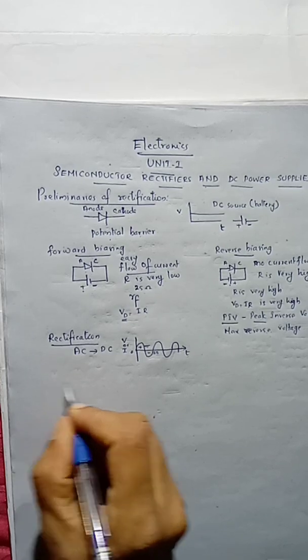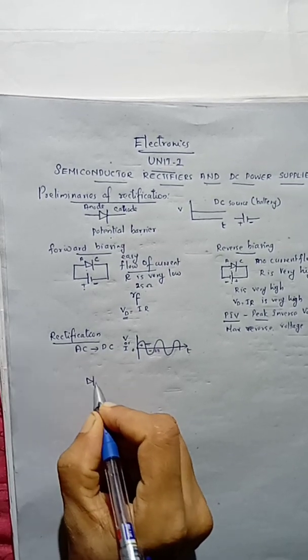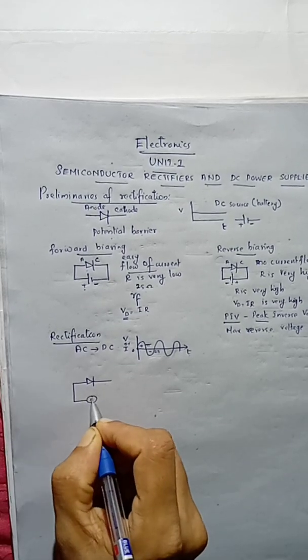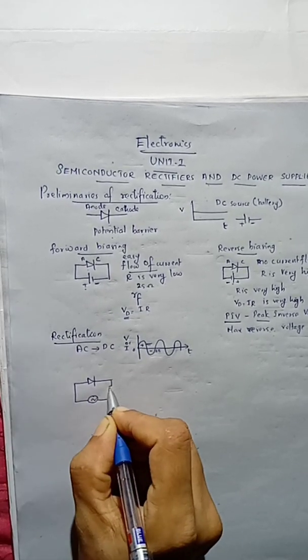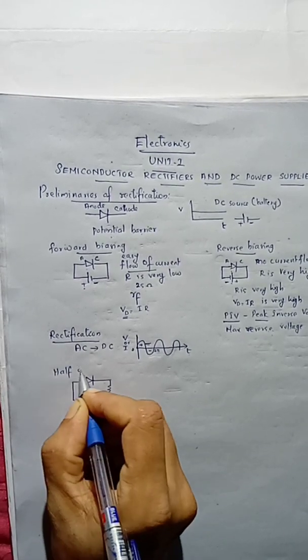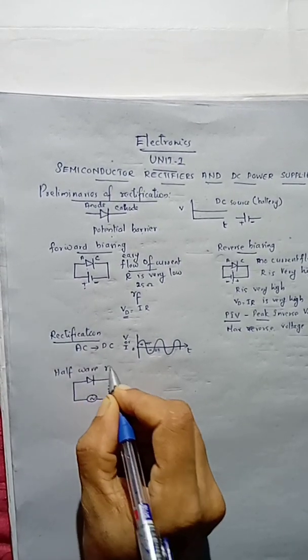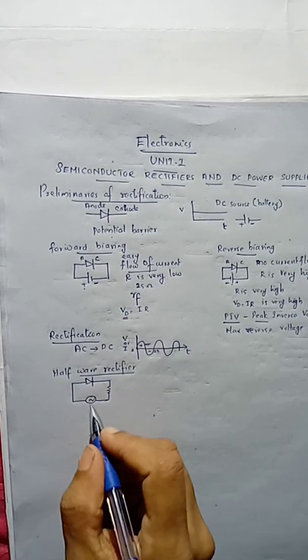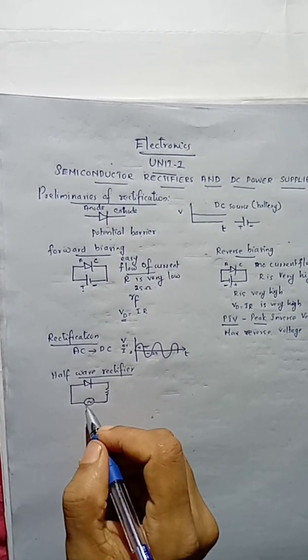So first of all, suppose we are using a single diode, and by using this circuit, you can design a rectifier circuit, and that rectifier circuit will be like this. It is known as a half-wave rectifier. Now we can discuss the working of this half-wave rectifier.